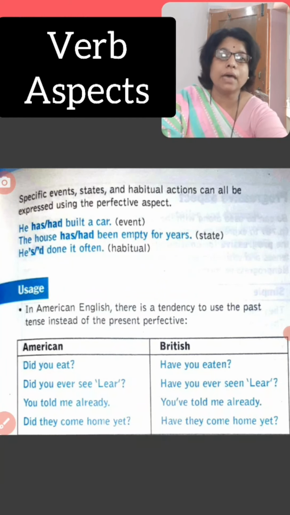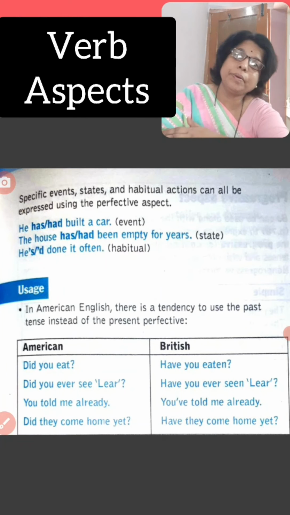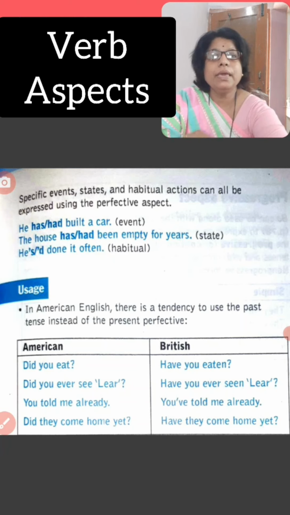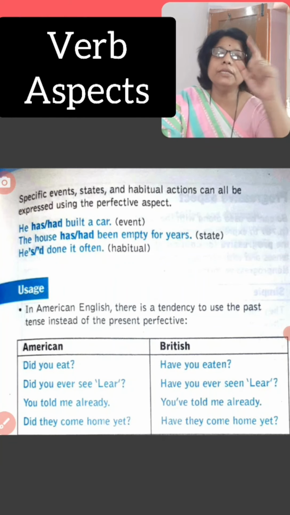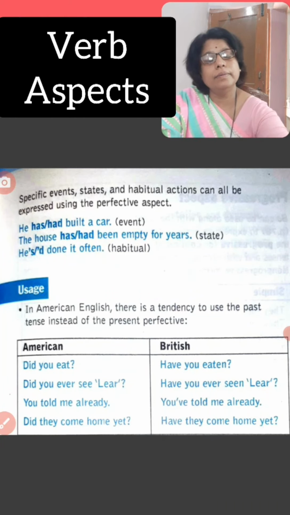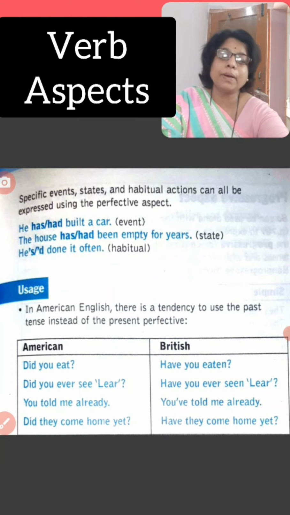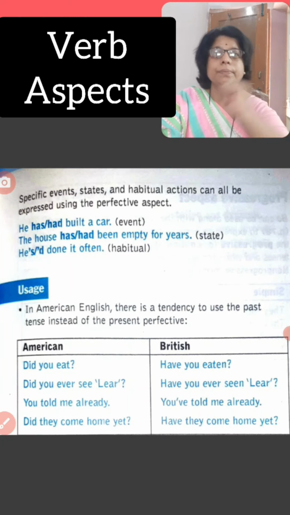This is state. The house has been empty for years, or the house had been empty for years, present perfective or past perfective. He has done it often, or he had done it often, present perfective, past perfective. So this is habitual. In this way we can use present perfective and past perfective aspect for events, states, and habitual actions.